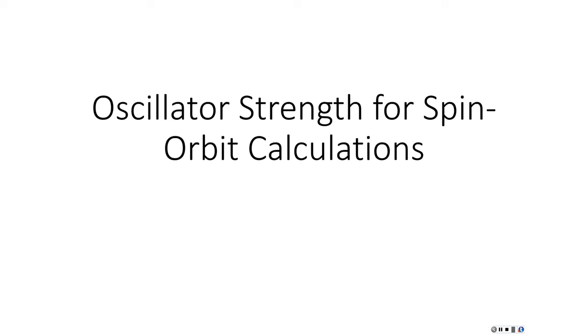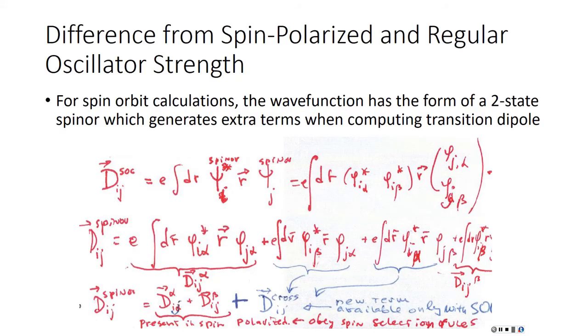Yeah, as Dimitri said, we're kind of going backwards through this, but hopefully after John's presentation, some of what we talk about here will make a little more sense. So, oscillator strengths for spin orbit coupling. The difference between spin polarized transition dipoles or oscillator strengths and regular oscillator strengths comes down to the form of the wave function that we're dealing with.